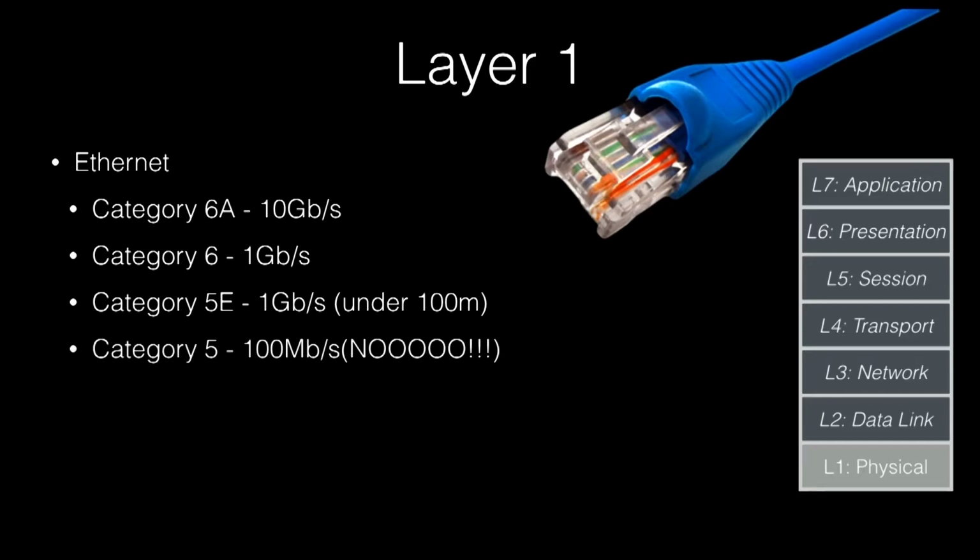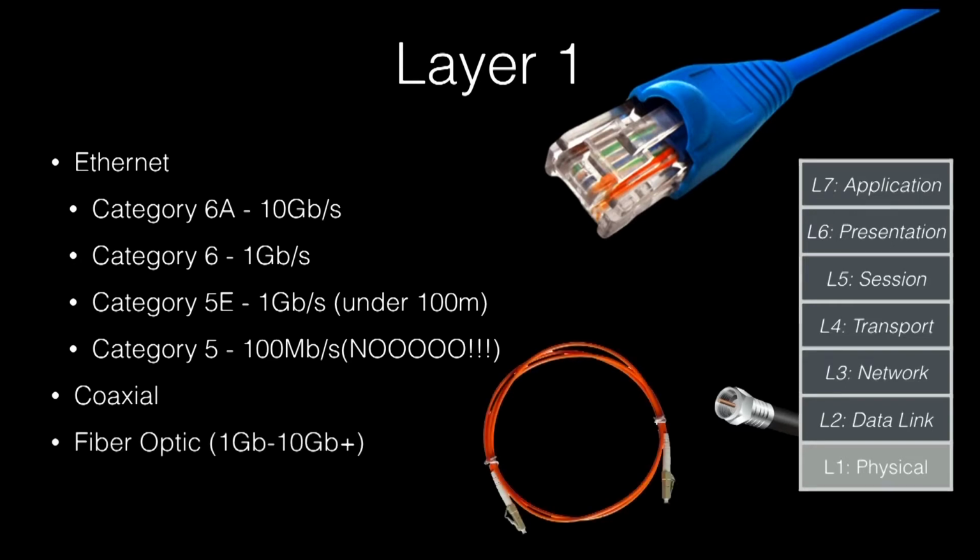Cat5, 100 meg. Don't use this. Just throw out all your Cat5 cables. They're no good unless you're really cheap, like some clients I've walked into. Coax, you know, your cable provider. Fiber optic, obviously. Again, these are all just for sending data on-off binary communication between devices.